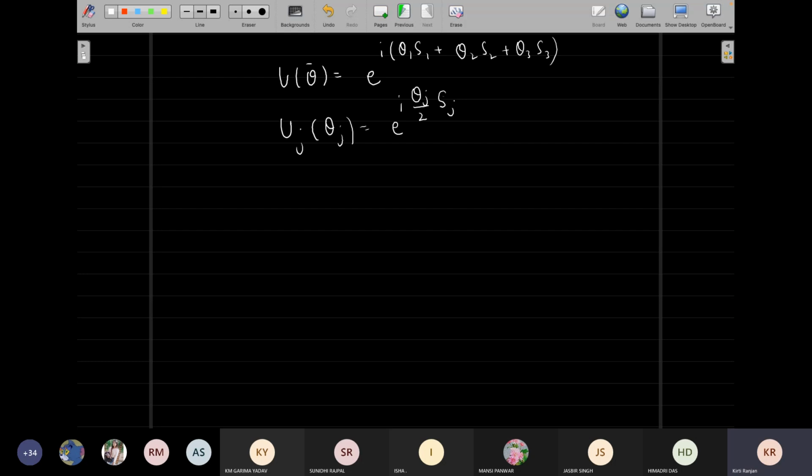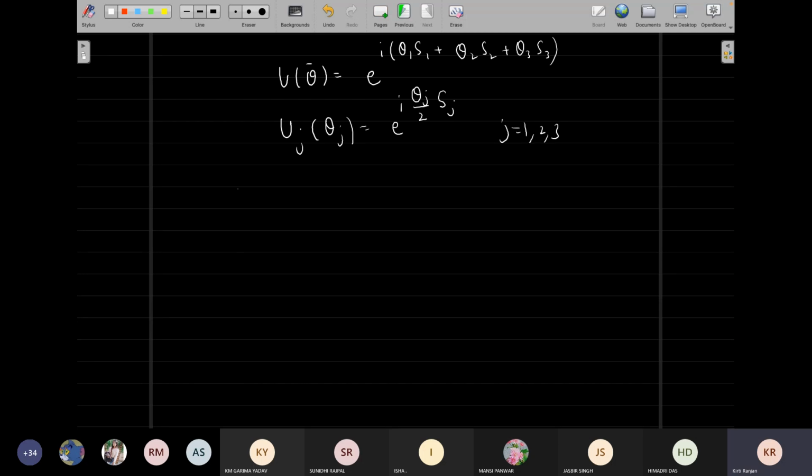S is generally used as the generator of the SU(2) group. And there are three of these, so j is equal to 1, 2, 3. Of course, these Sj are related to the Pauli matrices. The three famous Pauli matrices which you use for spins are basically the generators of the SU(2) group: rotations in complex two-dimensional space.